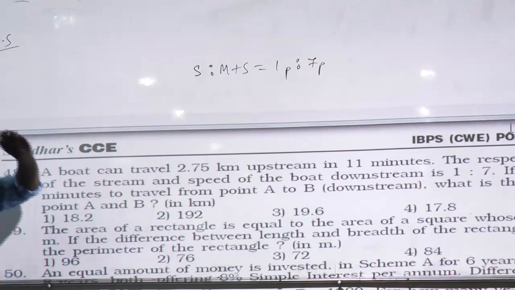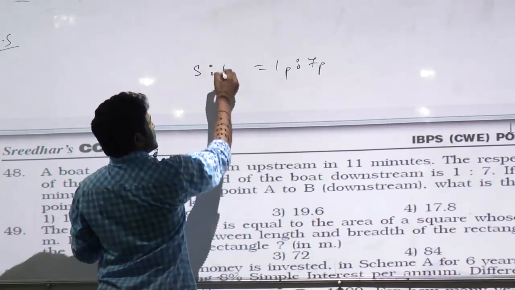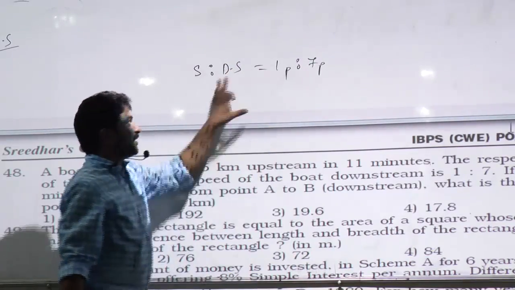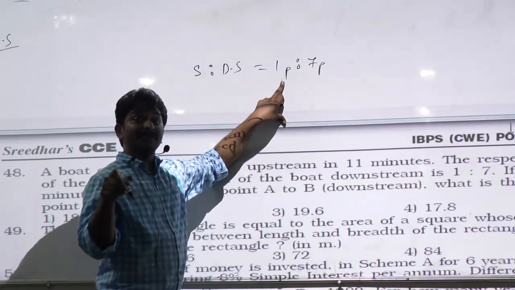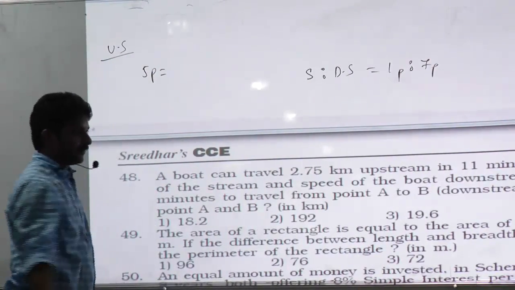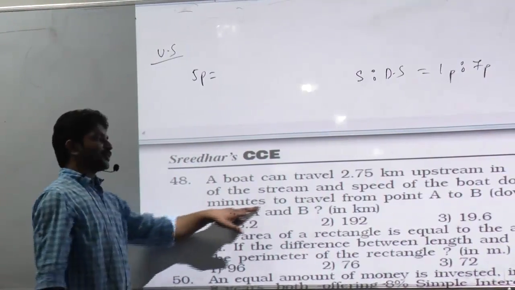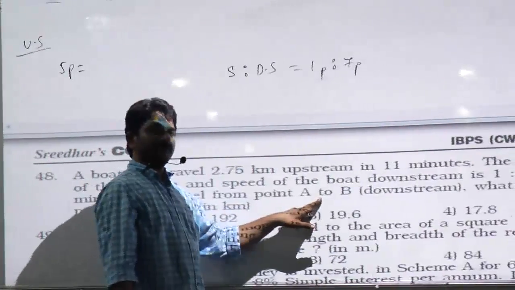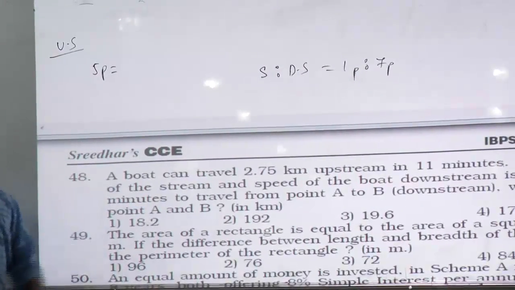Upstream speed is downstream speed. What is downstream speed? Stream speed, man speed, upstream speed. Right. So you will get 5 parts here. This is upstream. And now, what is your question? If the boat takes 52 minutes to travel from the point A to B, which is downstream, what is the distance between point A to B?